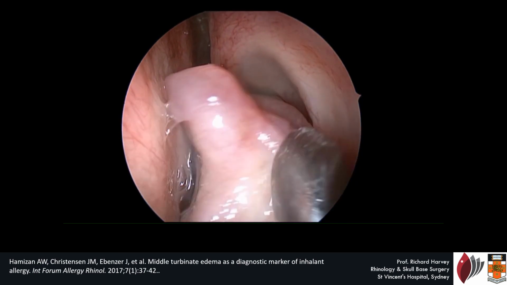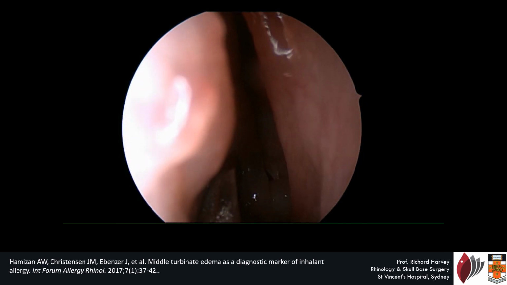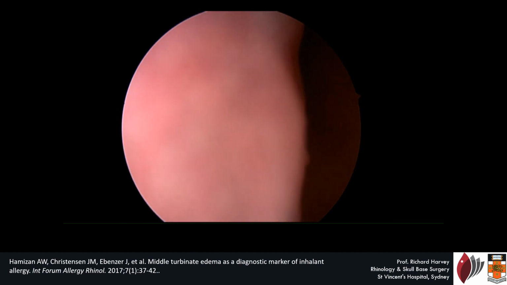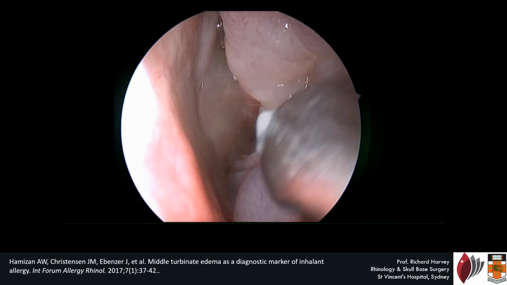And it can be so significant in some of our patients that they're believed to have terrible polyposis. But here you can see the sinus cavity is normal. But this person has these grade 3 polypoid degeneration. This is not nasal polyps, but in fact, very severe edema and polypoid change coming off the middle turbinate. It is a sign of inhalant allergy, an exuberant allergic rhinitis.